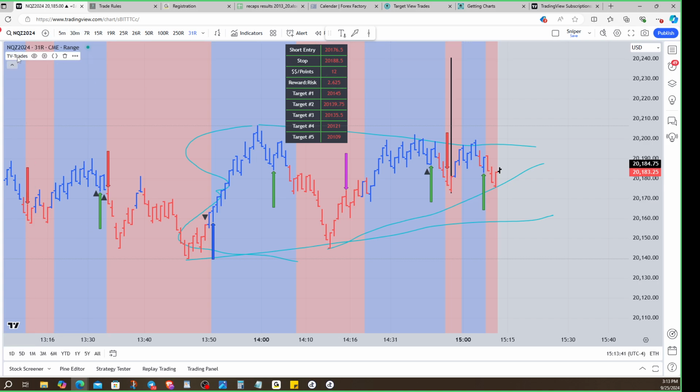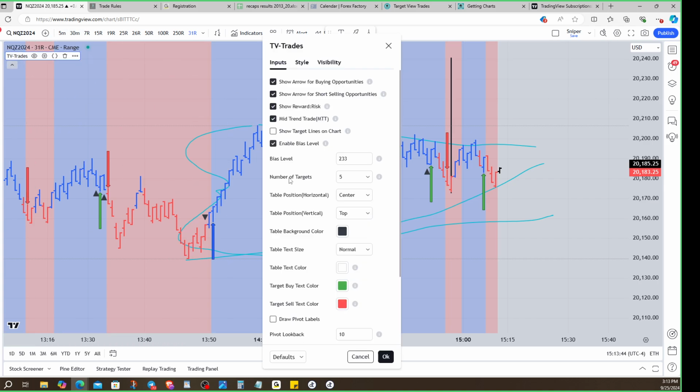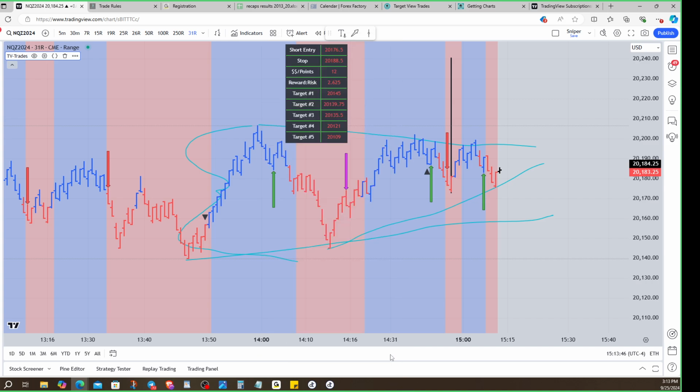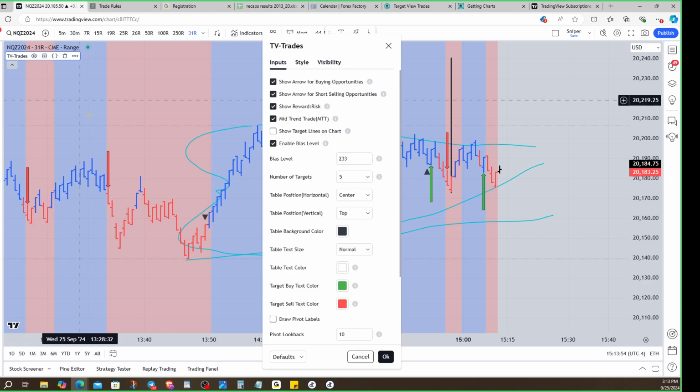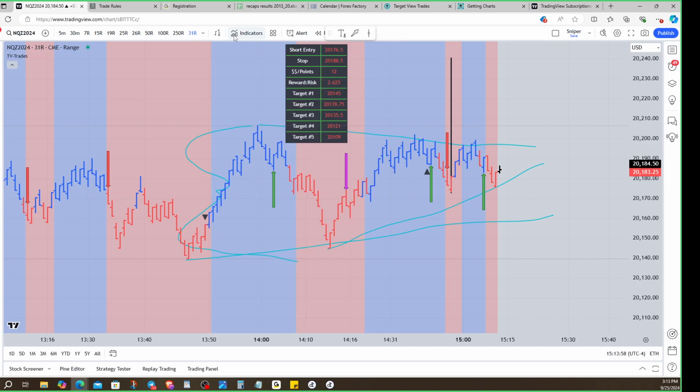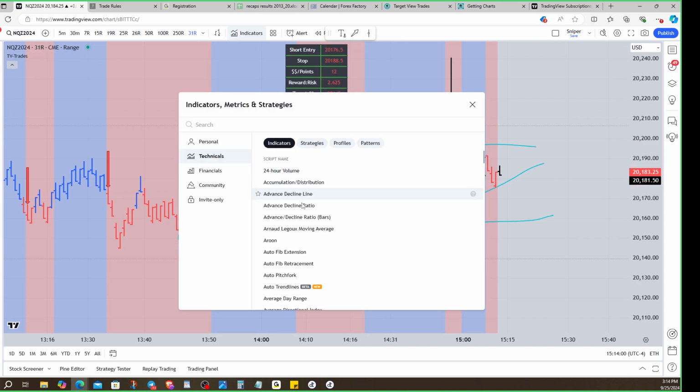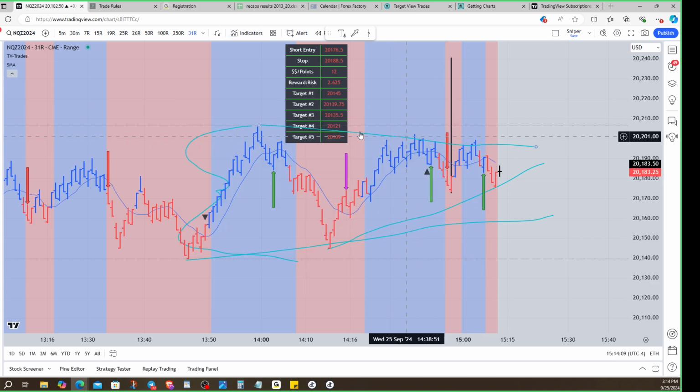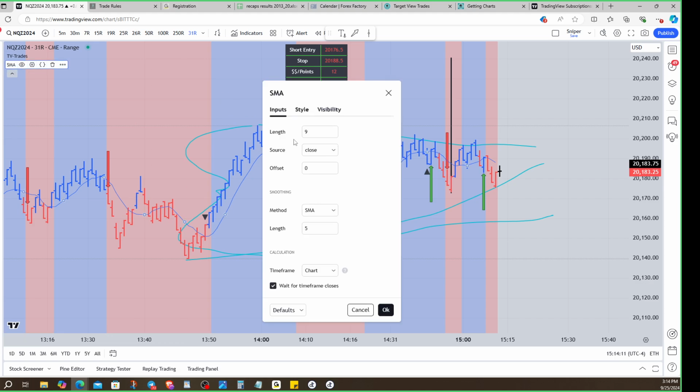The way to get rid of that is to have the bias level, and let me explain what that does. There are going to be times where it still will do it anyway, but it just got rid of some of the trades over here, one of the ones right over there. By default, it's set to 233, and that's the equivalent of saying I want to have this guy right here. We'll set this to 233.